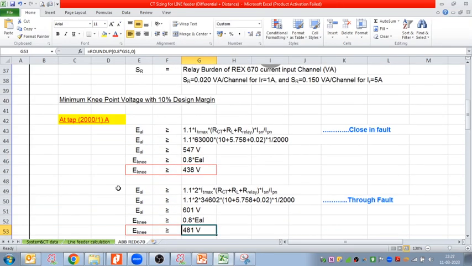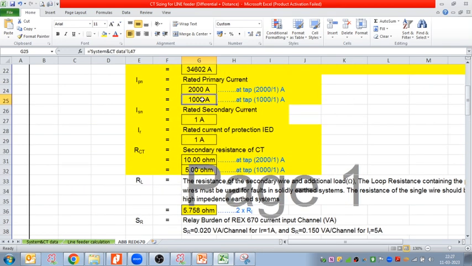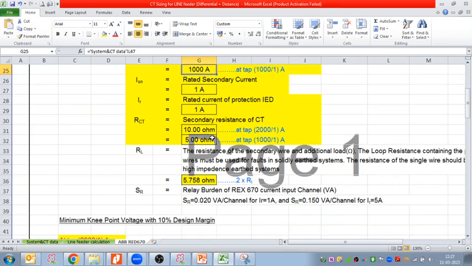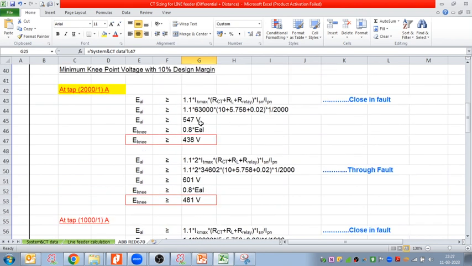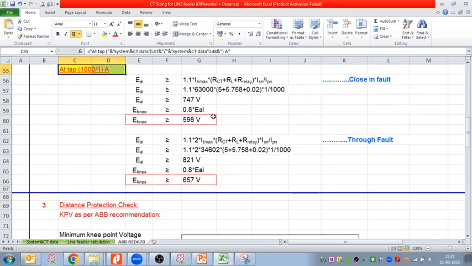Now since we have two tappings, two ratios we are using, we can do the same calculation for the other tap, which is 1000 ampere. So the same formula, only the current is going to change. Initially we were dividing by 2000, and now in this case we will divide by 1000 only. So at tap 1000 by 1, so 1000 here.